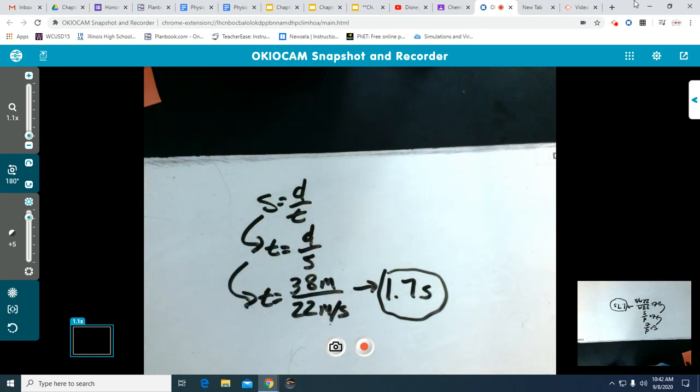Oftentimes, the question itself will give you some hints. So if you look back at number 5, do you see anything maybe in the first line? Time. Yeah, we solve for time. Now describe the direction in which the ball might have been traveling. It's going away, but there's a specific location where it's going. To first base, or towards first base, exactly.